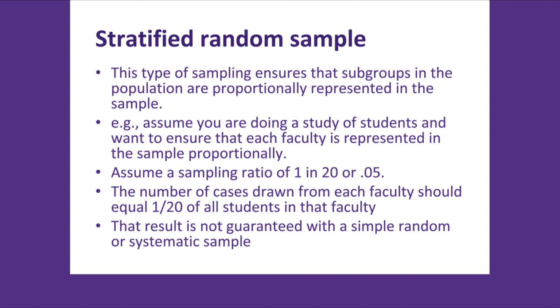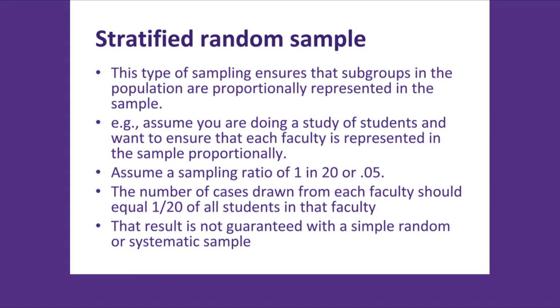Stratified random sample is a different method that is also interesting, and this is how you try to devise samples between subgroups in the population and how proportionally represented they are in the sample. So assume you're doing a study of students and you want to ensure that each faculty is represented in the sample proportionally, and assume a sampling ratio of 1 in 20 or 0.05. The number of cases drawn from each faculty should equal 1 out of 20 of all students in that faculty. The result is not guaranteed with a simple random sample or systematic sample.